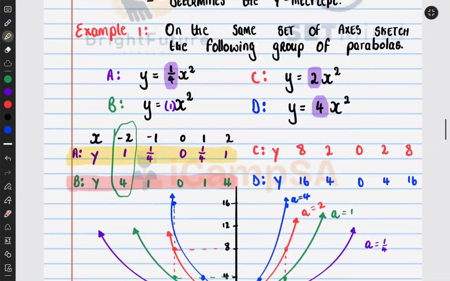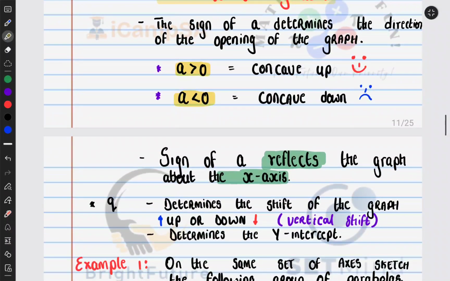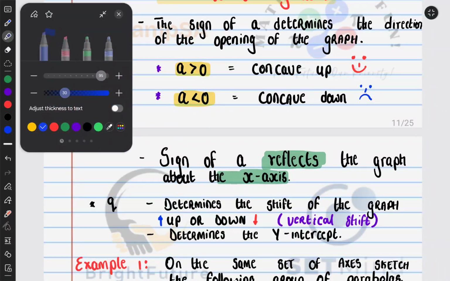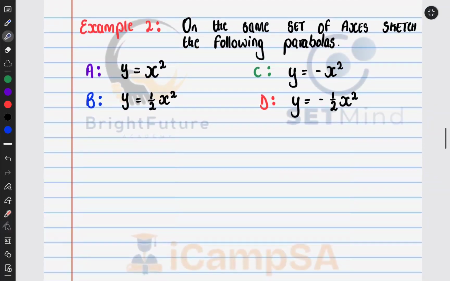Okay, so what else did we introduce about the value of a? The sign of a reflects the graph about the x-axis. Let's go ahead and do example number 2.